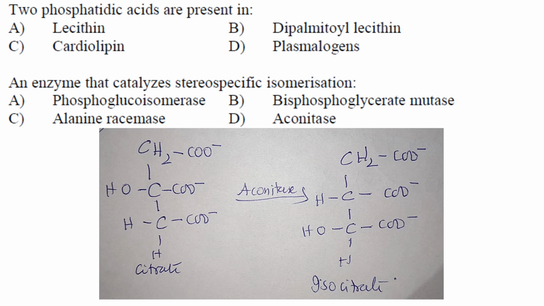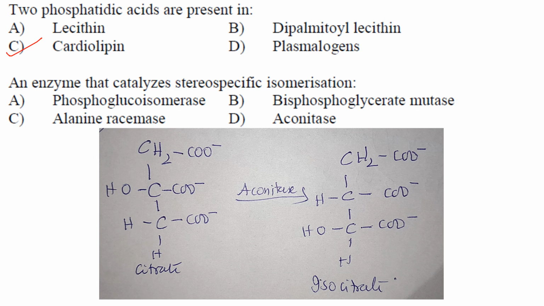Then two phosphatidic acids are present in cardiolipin. It is composed of two phosphatidic acid groups, glycerol backbone and 4 fatty acid chains. Whereas lecithin is composed of phosphatidylcholine, a single phosphatidic acid group. Dipalmitoyl lecithin is synthetic lecithin with palmitic acid chains. Plasmalogens are phospholipids with vinyl ether linkage, not two phosphatidic acids.